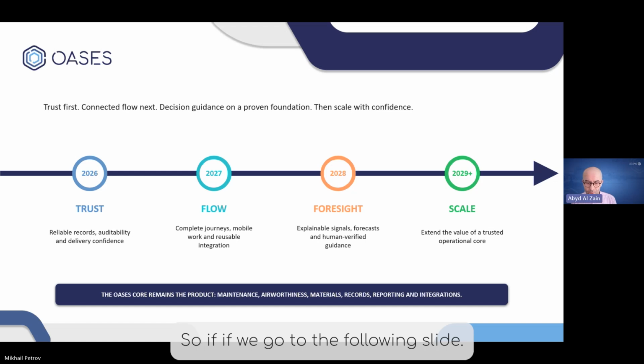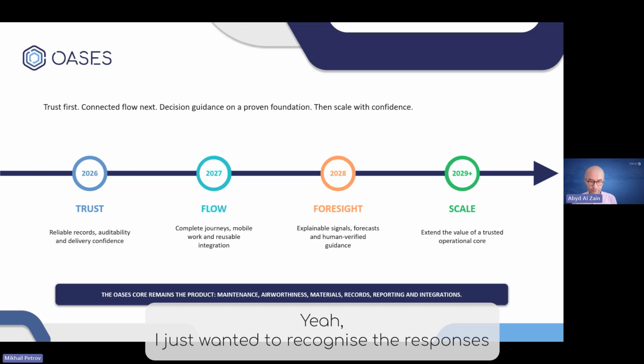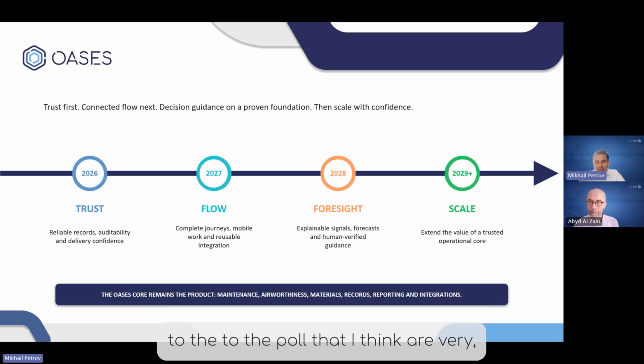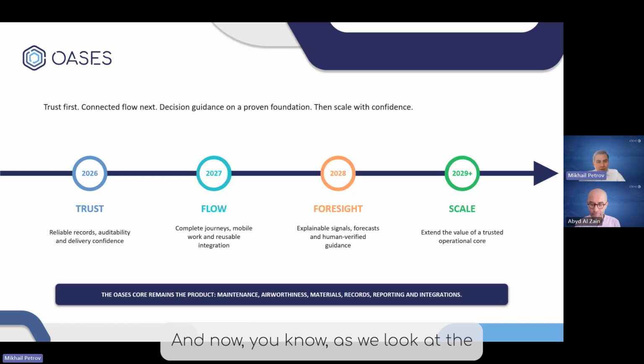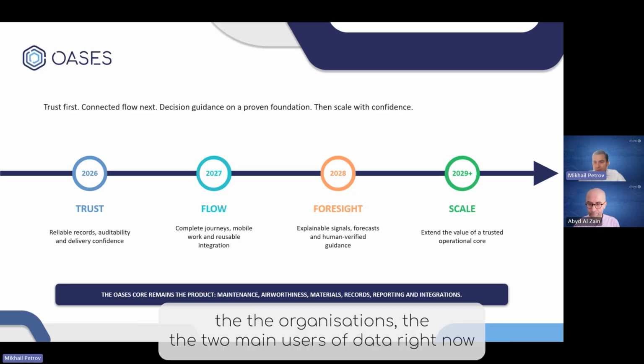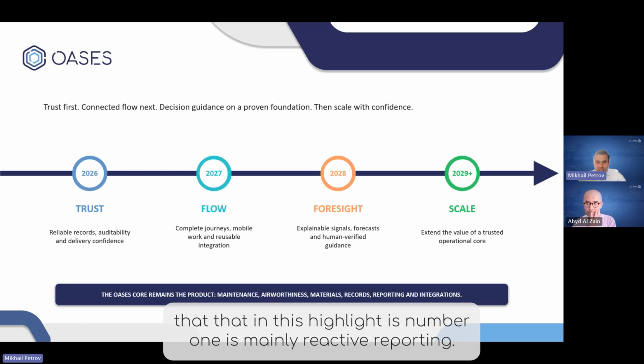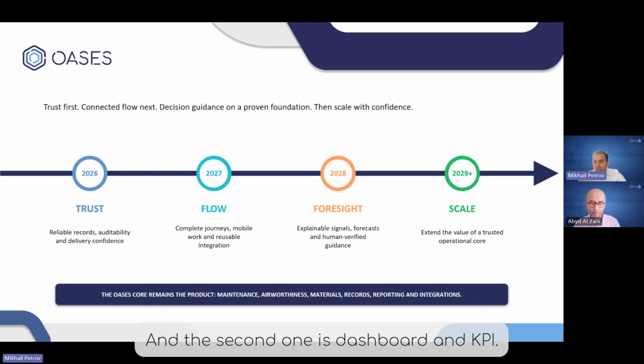So if we go to the following slide. Yeah, Abir, I just wanted to recognize the responses to the poll that I think are very telling, given the challenges that we have been talking about with Dr. Fan, and now as we look at the roadmap and how OASES can support the organizations. The two main uses of data right now that the attendees highlighted are, number one, mainly reactive reporting, and the second one is dashboards and KPIs.